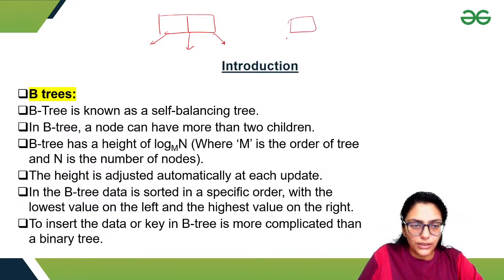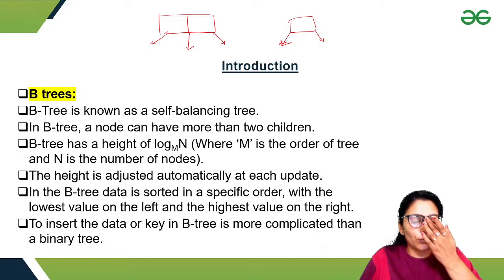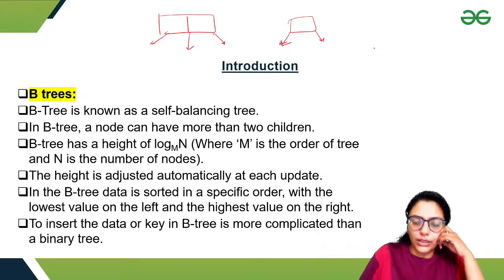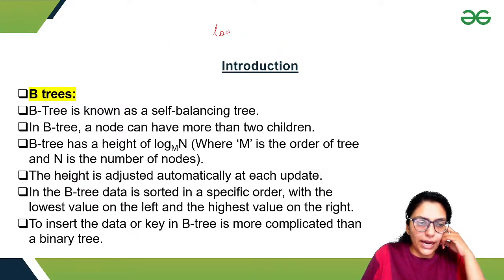Minimum, this value can be there. So minimum 2 children or more than 2 children can be there also. The height of B tree, like you know about the height of binary tree, right? The height of a binary tree is log n, where n is the total number of nodes.